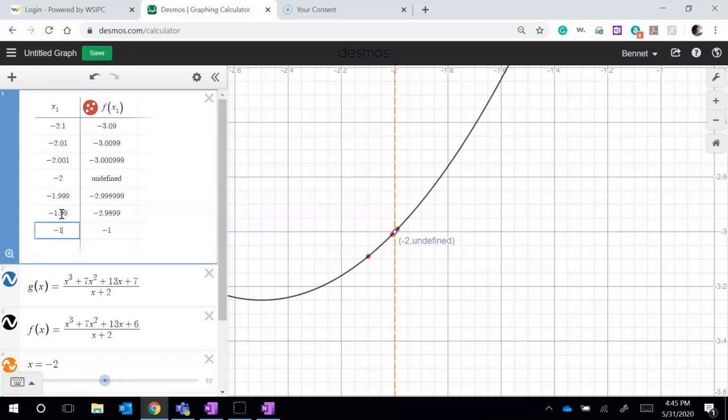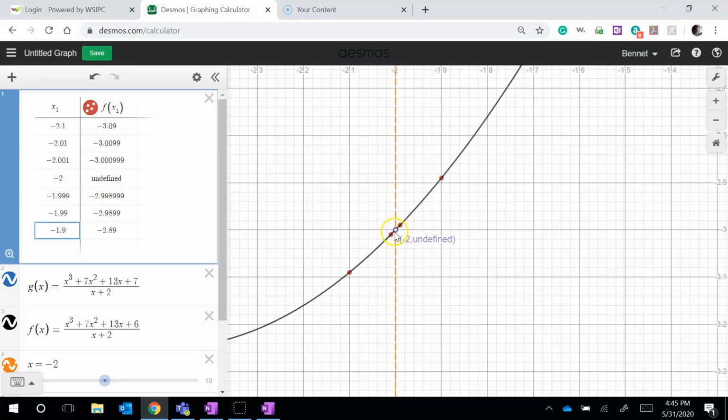-1.99 and then -1.9. And you can see we're reading this table almost from bottom to middle and top to middle and trying to see what this is converging towards. These values from both sides seem to be getting closer and closer to that exact -3 that it sure looked like from my graph. Now we're confirming that from the table.